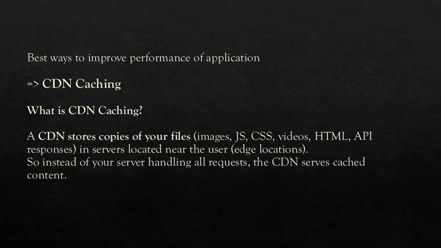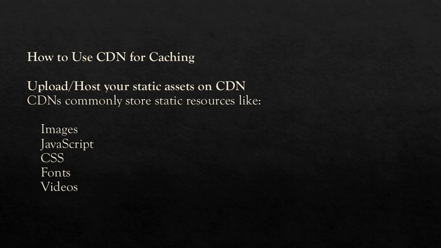A CDN stores copies of your files, for example images, JS, CSS, videos, HTML, and API responses, in servers located at edge locations near the user. So instead of your server handling all requests, the CDN serves cached content. CDNs commonly store static resources like images, JavaScript, CSS, fonts, and videos.